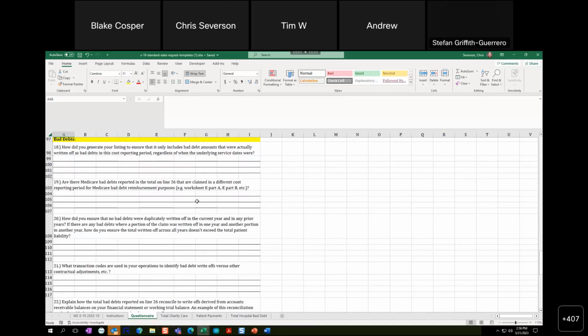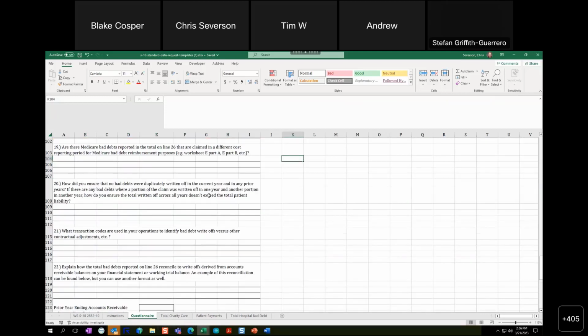A lot of these are repeat type questions. Written off in the proper period. Here's that whole discussion of, are there Medicare bad debts in line 26 that are also claimed in a different cost reporting period for Medicare? That's the issue we just now got done discussing. We're not asking you to detail every single one. We just want to know if that situation has happened in your listing so we know how to look for it.